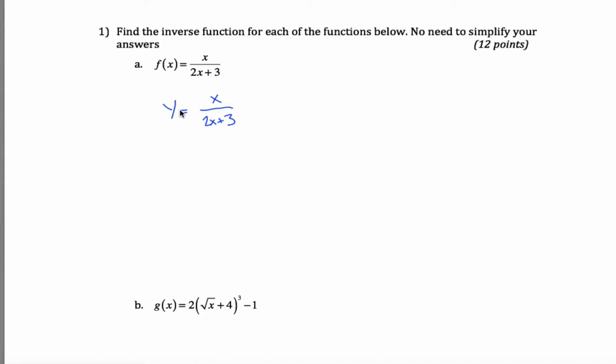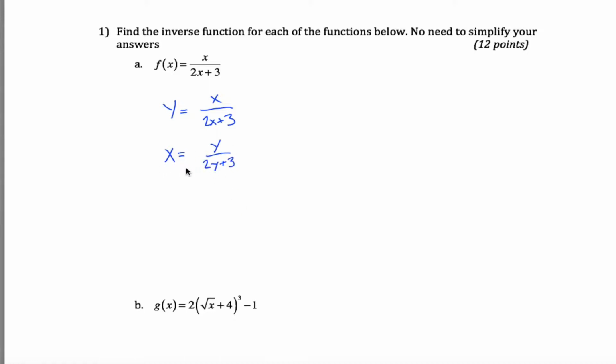But it turns out that the equation that represents the inverse function is very similar to this. The only difference between the function and the inverse function is you're switching your inputs and your outputs. So I can come up with an equation that represents the inverse function by changing all my x's into y's and my y's into x's. If you do so, you'd end up with something that looks like this.